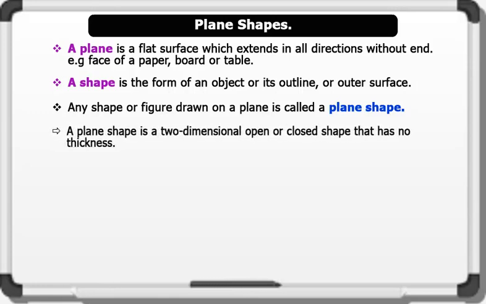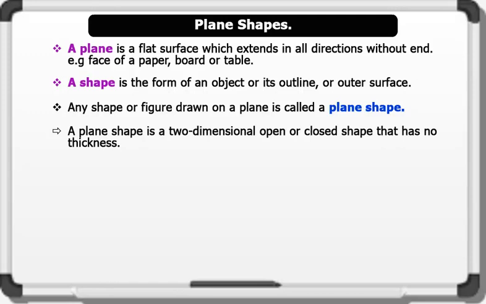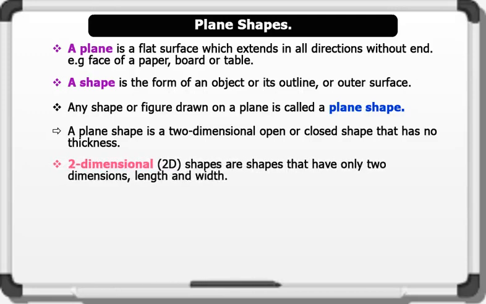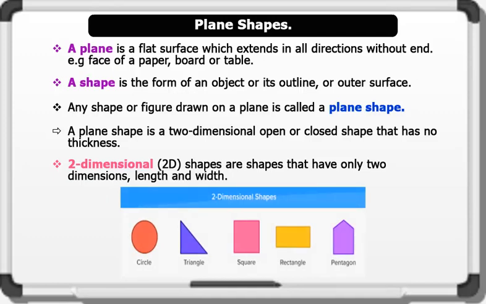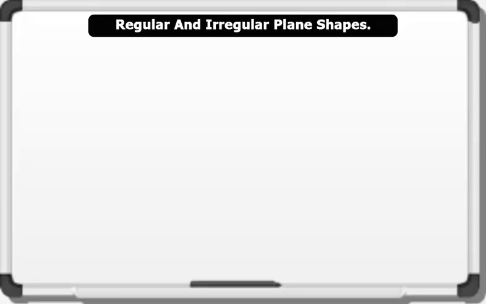A plane shape is a two-dimensional open or closed shape that has no thickness. A two-dimensional shape is a shape that has only 2 dimensions, length and width. They can be drawn on a piece of paper and are measured only in 2 faces. Below are some examples of plane shapes or two-dimensional shapes. That's brilliant.